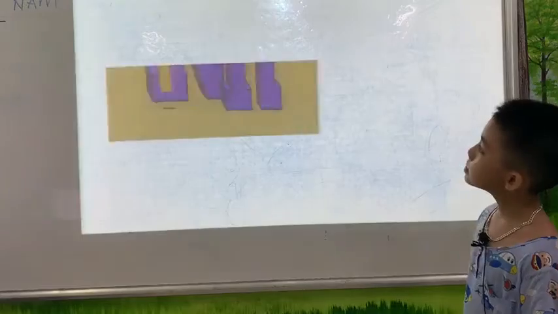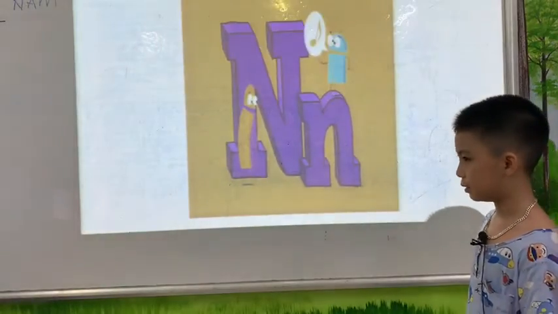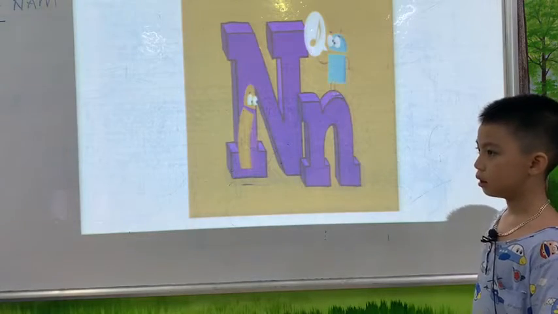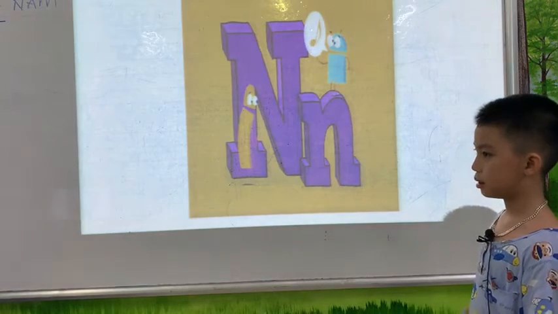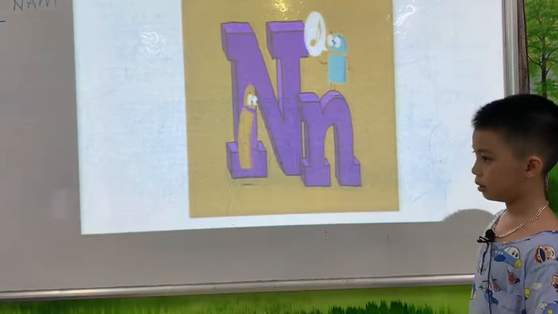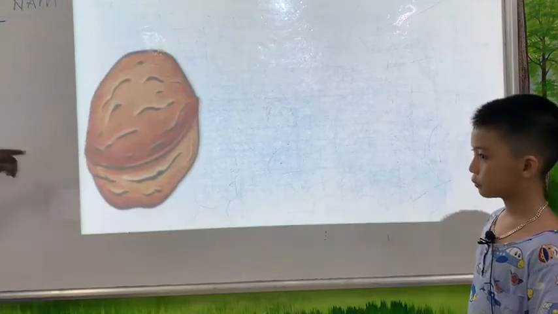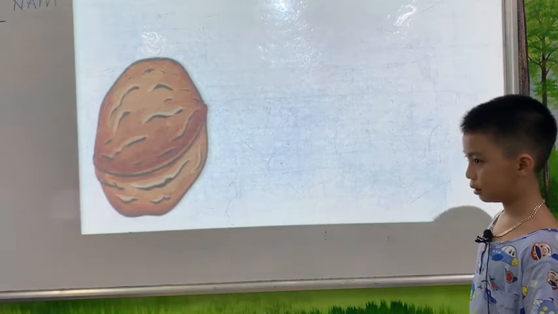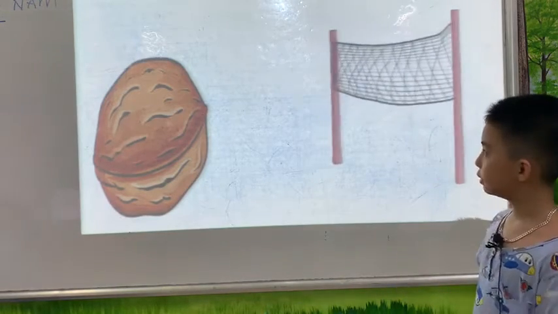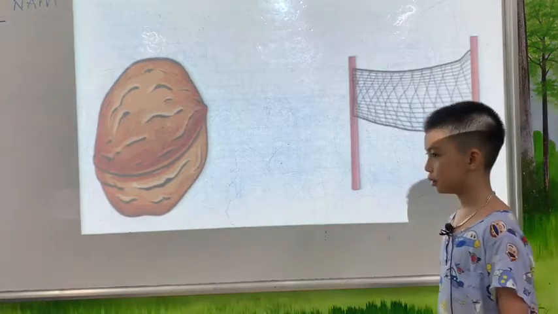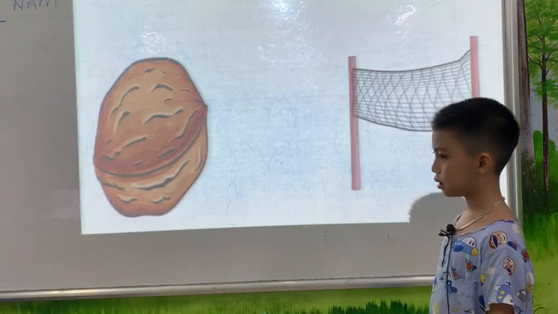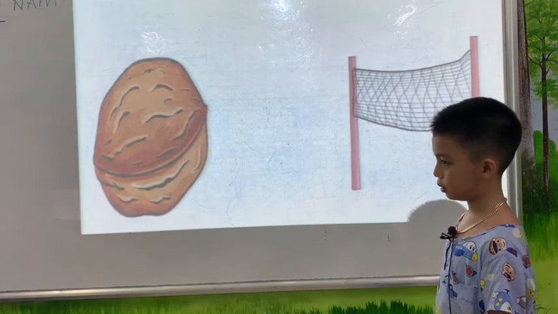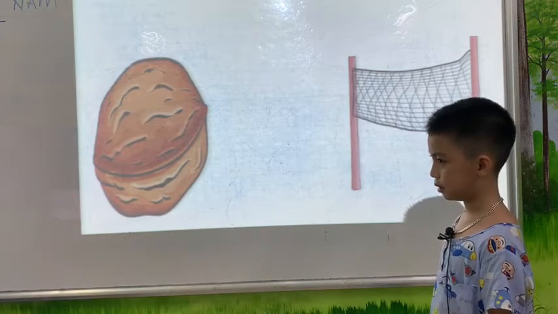Okay, now what letter is this? Letter N. N. Okay, N sound. Okay. Now what's in it? It's a nest. It's a nut. It's a nest. Good. How about this one? It's a nest. Good.